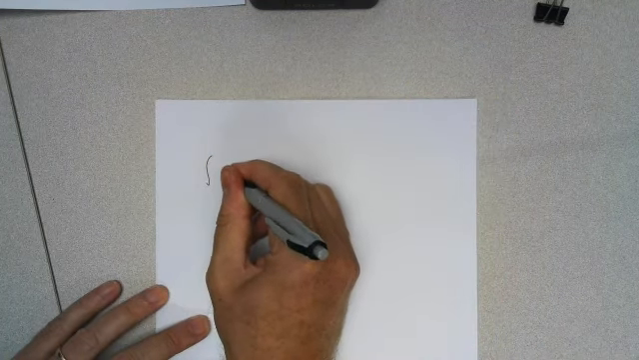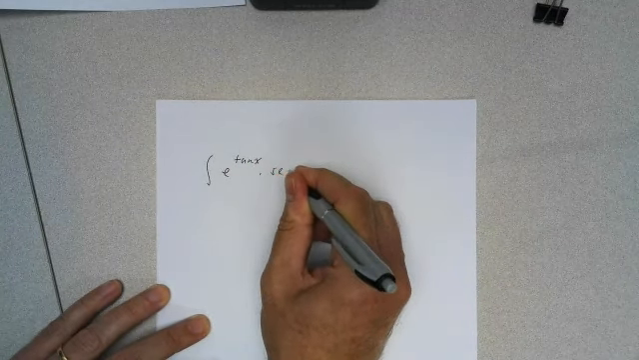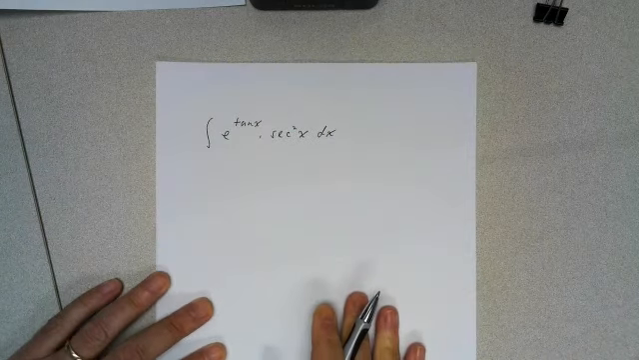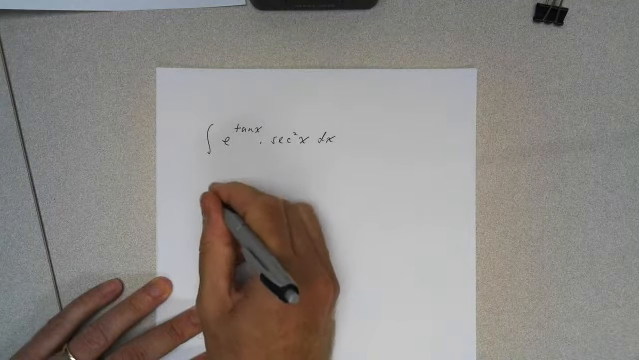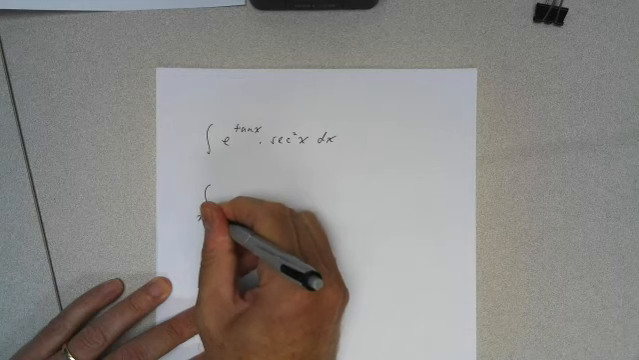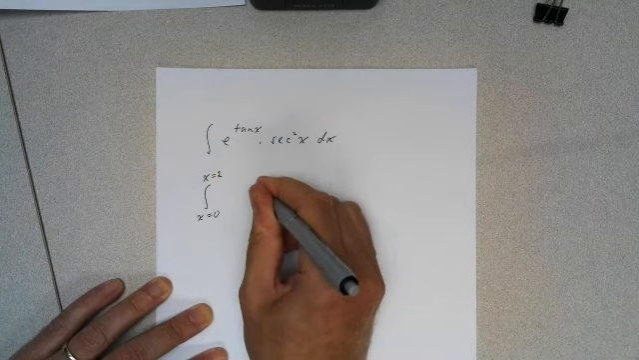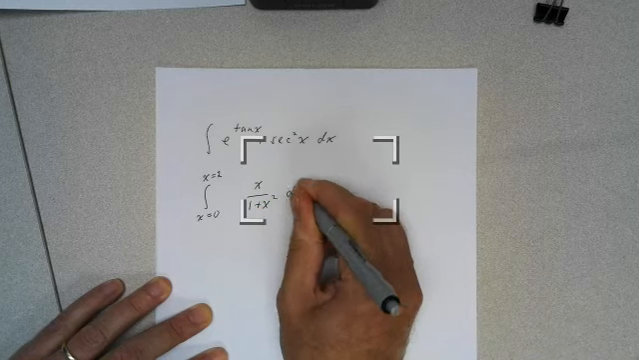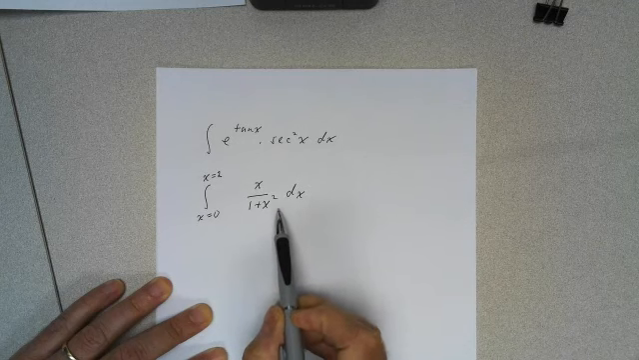One of these will be an indefinite integral, the integral of e to the tangent of x times secant squared of x dx. And the other one is going to be a definite integral, the integral from x equals 0 to x equals 2 of x over 1 plus x squared dx. Now, this will be a family of functions. This will be a number.